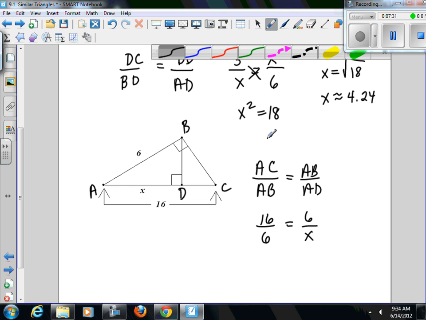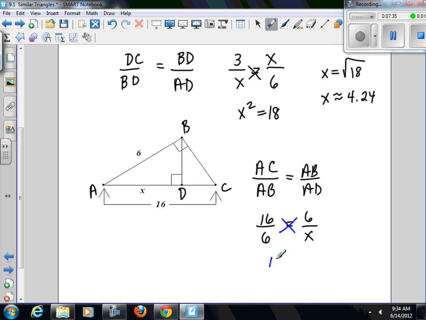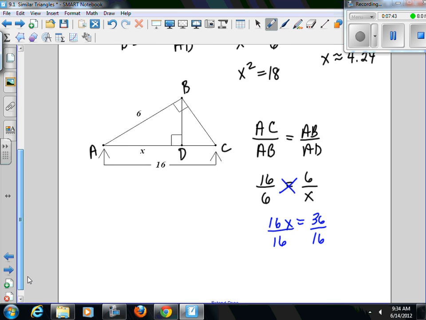Let's cross multiply. So we have 16 times X is 16X, and 6 times 6 is 36. Divide each side by 16, and we get 36 divided by 16 to give us 2.25. So our missing value for X is 2.25. Let's move on to the next page.